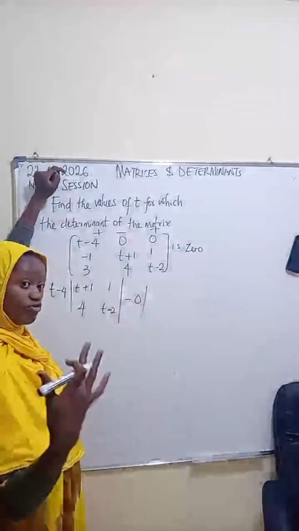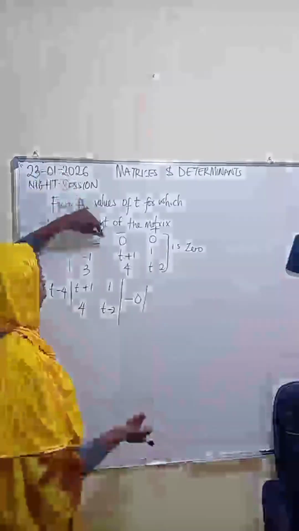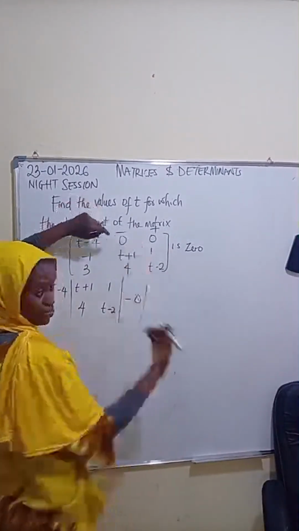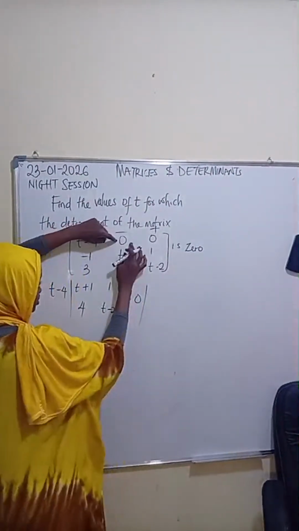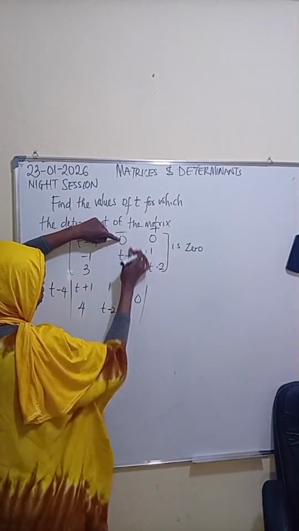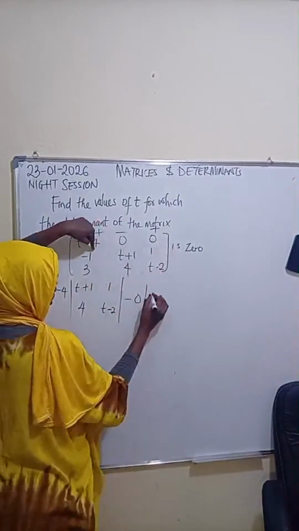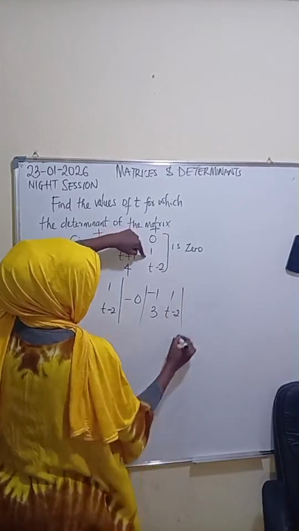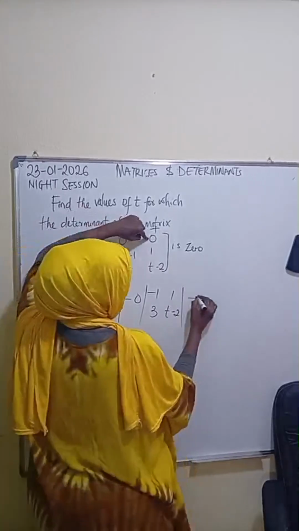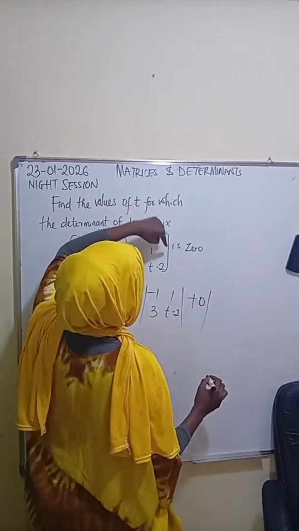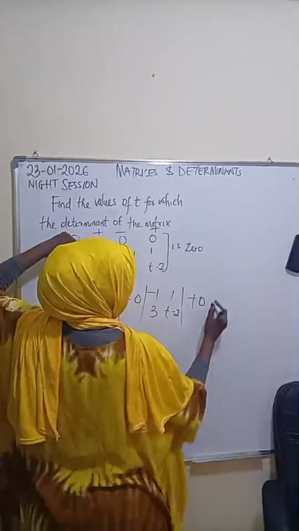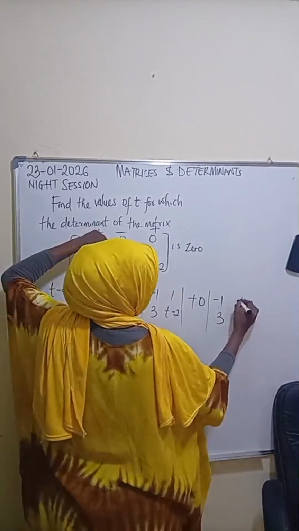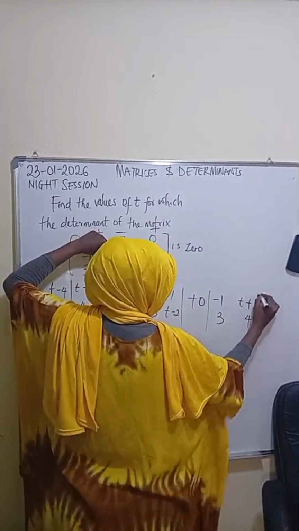But just for the sake of explanation, let me show why it's 0. Anything you multiply by 0 gives you 0. Now we have 0. If you close the column here, we'll be left with minus 1, 3, 1, and t minus 2, right? And then the last value is plus 0. If we close the row and the column, we'll be left with minus 1, 3, then t plus 1, and 4.